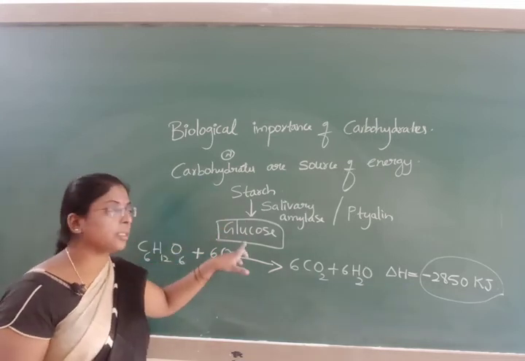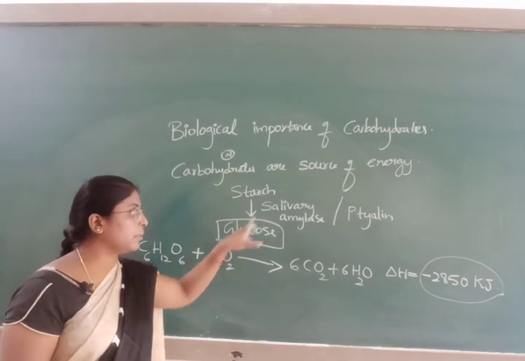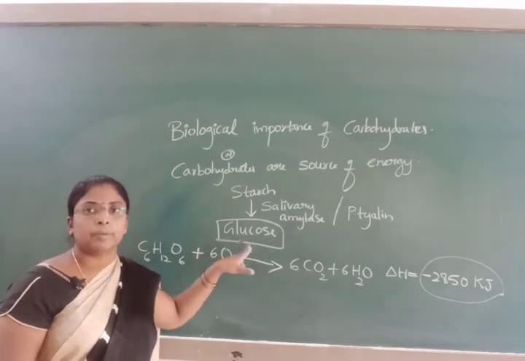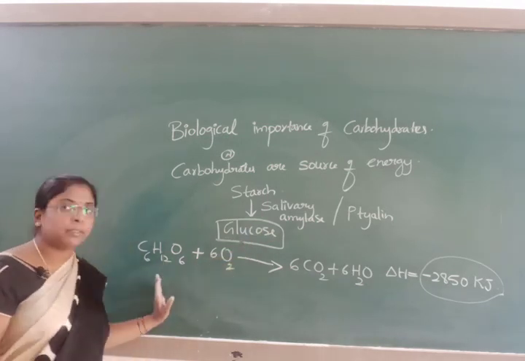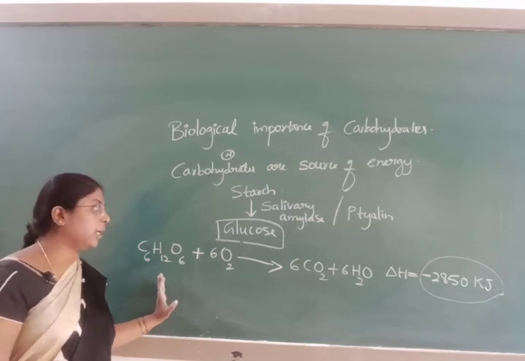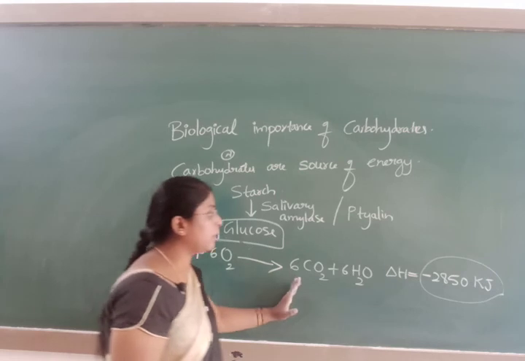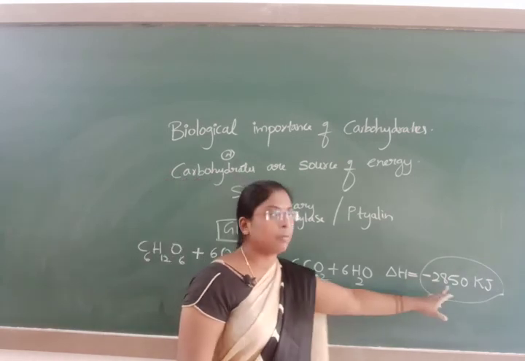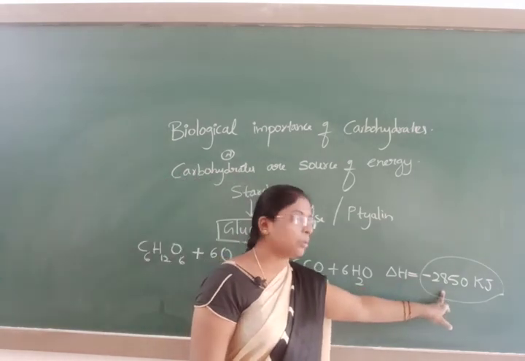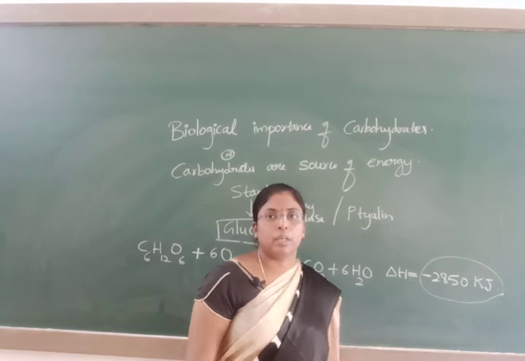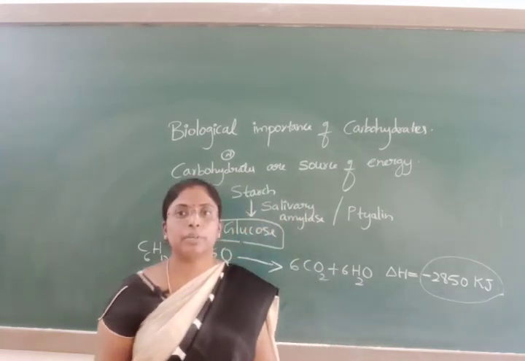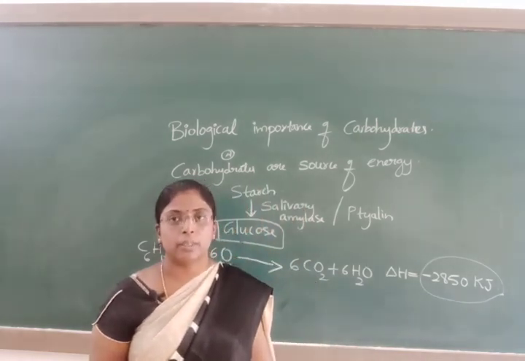Starch on hydrolysis in presence of salivary amylase produces glucose. This glucose enters into the bloodstream and reacts with molecular oxygen. It will form carbon dioxide and water, along with 2850 kilojoules. This much amount of energy is released.